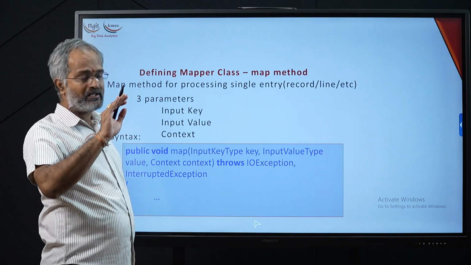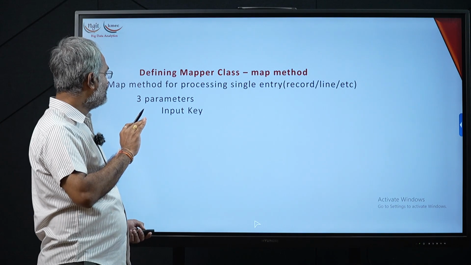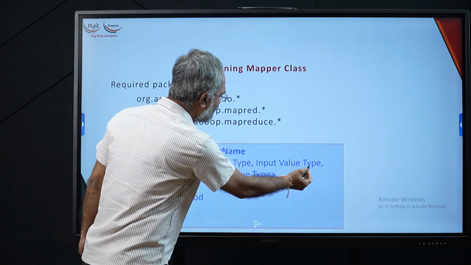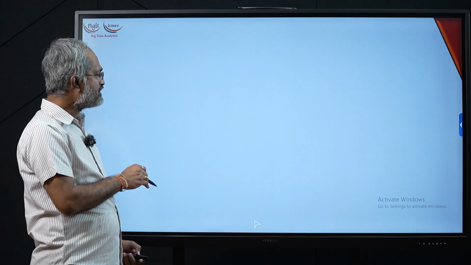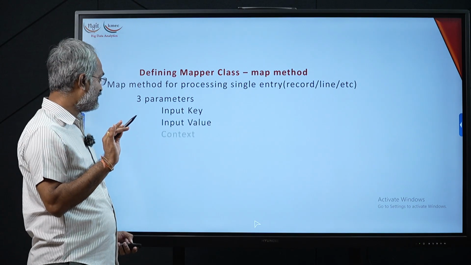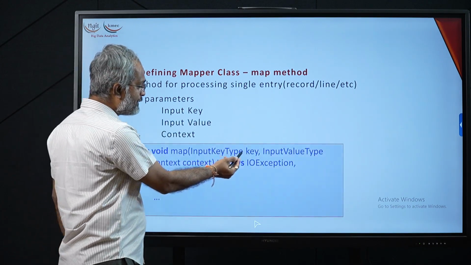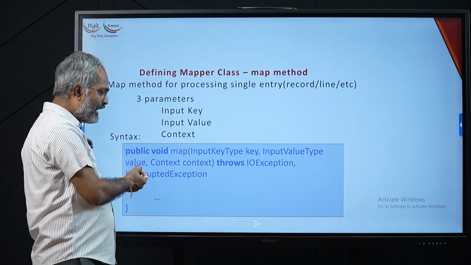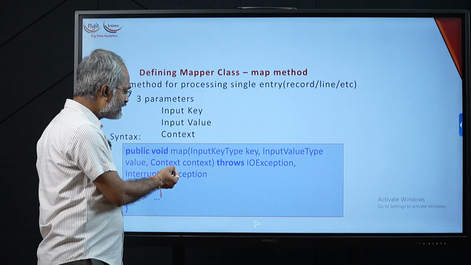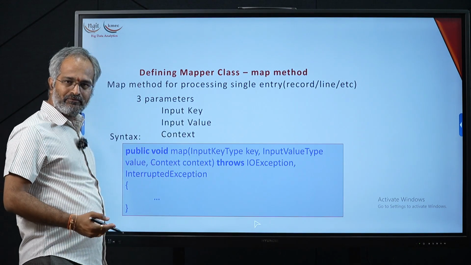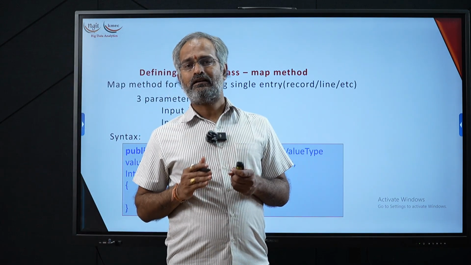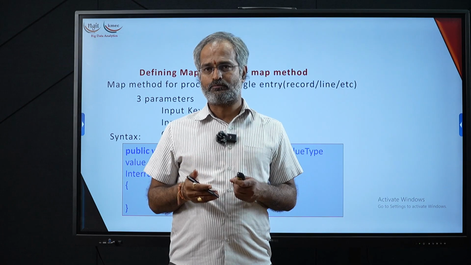Previously, while defining the mapper, we were just mentioning what the data types are, but here you have to mention the parameters clearly. So you can see the parameters key and value, and these two are the inputs. What is the output? The output can be written onto the context.